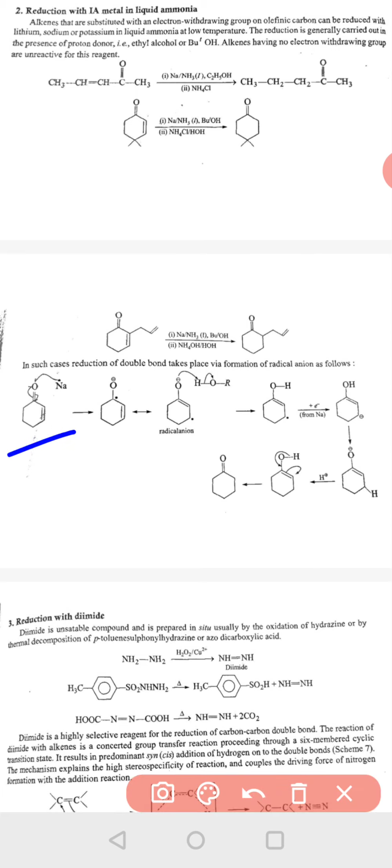This was the reactant which has this C=O bond group and a C=C olefinic double bond here. This C=C olefinic bond is attached to the electron withdrawing C=O group, and reduction of this C=C olefinic bond has taken place and this is the product.